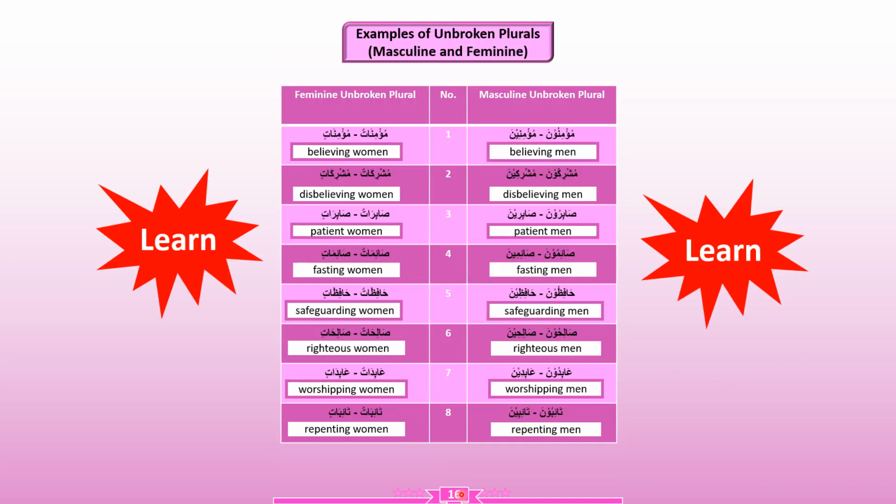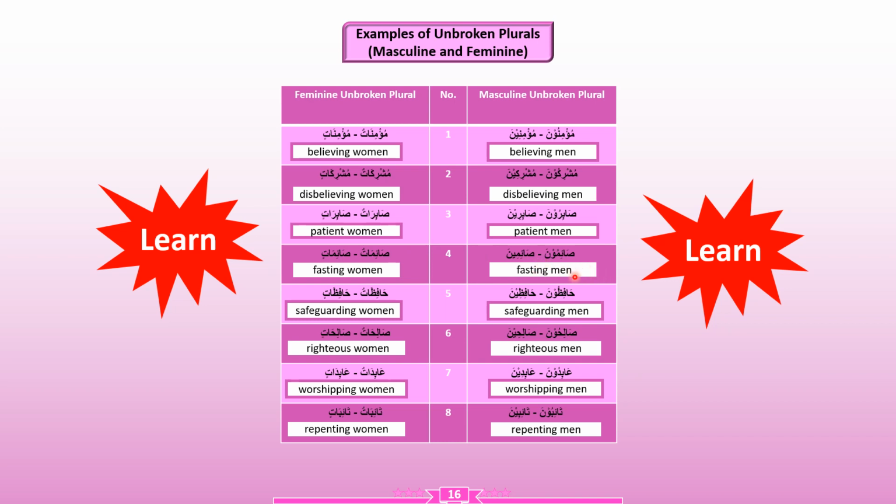We are now on page 16 of the notes or book. More examples of unbroken plurals, masculine and feminine. On the top is mu'minuna, mu'minina, mu'minatun, mu'minatin, believing man and believing woman. Mushrikuna, mushrikina, mushrikatun, mushrikatin. Disbelieving man or disbelieving woman, what we call polytheists. Then we've got sabiruna, sabirina, patient men, sabiratun, sabiratin, patient women.